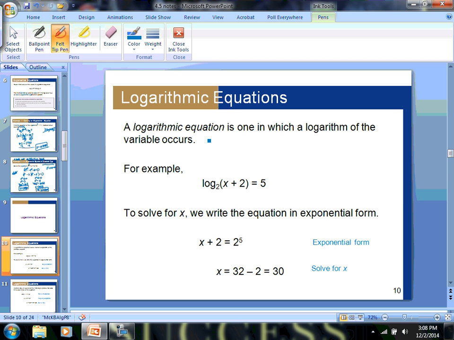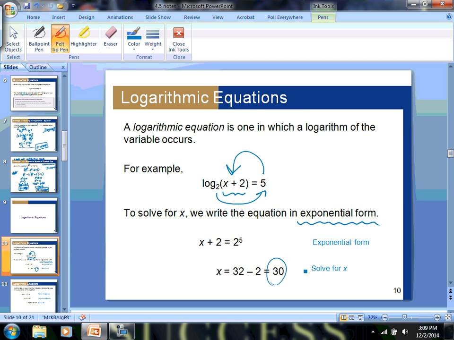So when we have a logarithmic equation, this is where you're taking the log of some variable. So it says the variable occurs in the logarithm. And you can see here we have log base 2 of x plus 2. That variable is in the quantity that we're trying to take the logarithm of. That's a problem. Okay? So how we do that then is we try and rewrite it if we can. We try and put it in exponential form. So we can do that here. We would take 2 to the 5th power and set it equal to x plus 2. And then 2 to the 5th is 32, and then you can subtract the 2. So you can get your answer that way.